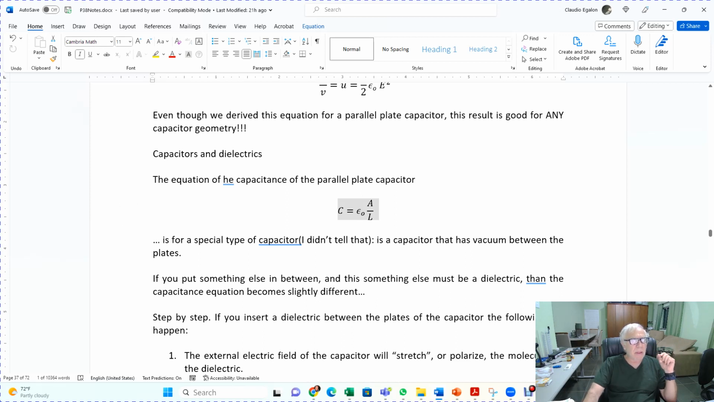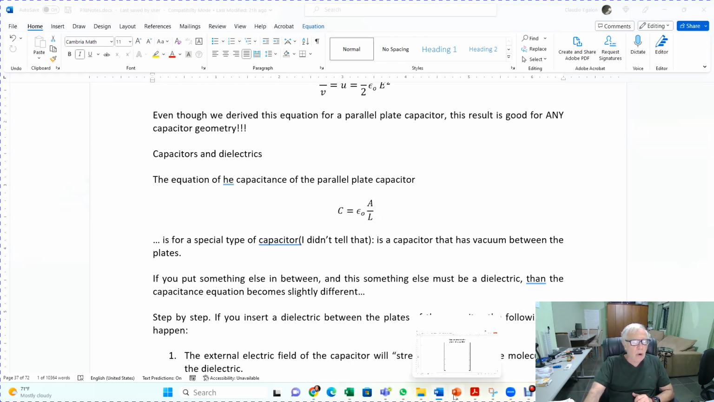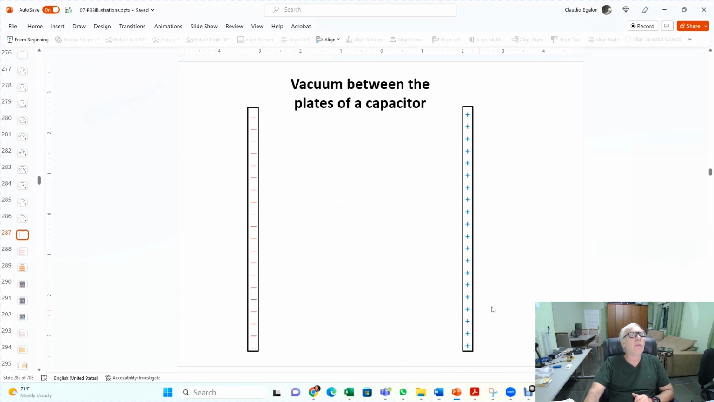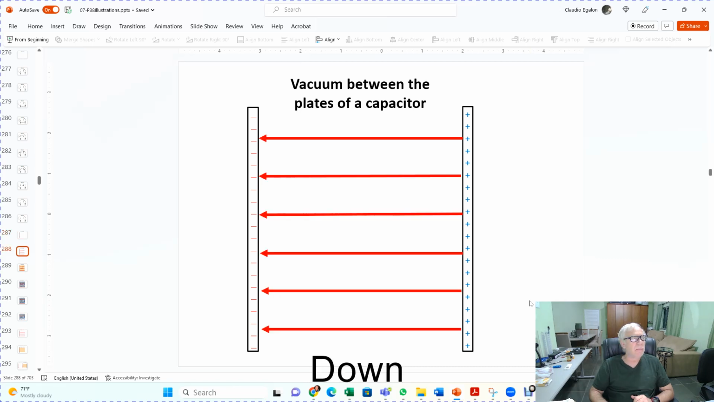So what happens if you introduce a different dielectric material? What happens if you introduce glass between the plates of the capacitor? What happens if you introduce plastic between the plates of the capacitor? That's what we are going to derive right now. Okay? The way it goes is like that. Here, vacuum between the plates of a capacitor, right? We're doing here the parallel plate capacitor case.